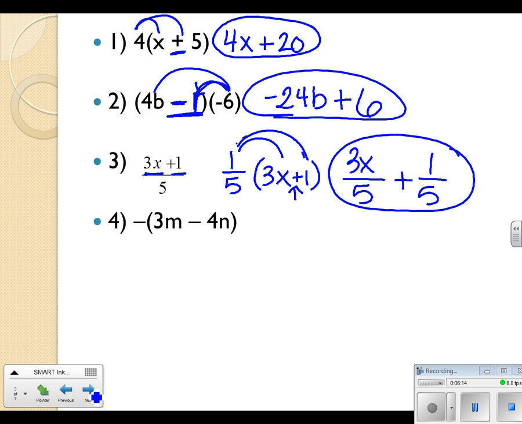Now in this one I have the opposite of the quantity, 3m minus 4n. Now if you don't see a number right here, this is a 1. We just don't write it. So really this is -1. So we're distributing a -1 to 3m, and then -1, remember this is -4n. So a -1 times 3m is going to give us a -3m, and -1 times -4n is going to give us a positive 4n.